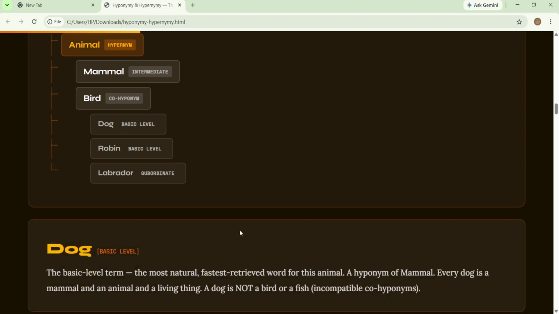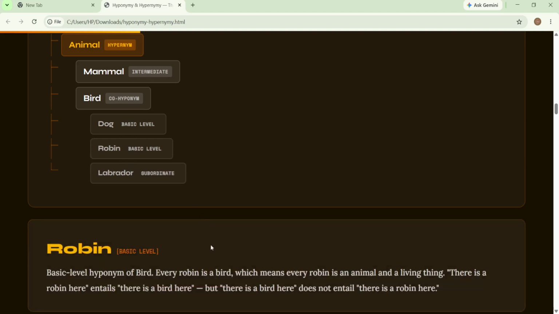And dog, a basic level term, the most prototypical for this animal. A hyponym of mammal. Every dog is a mammal and an animal and a living thing. A dog is not a bird or fish. So robin, a basic level hyponym of bird. Every robin is a bird, which means each robin is an animal and living thing.